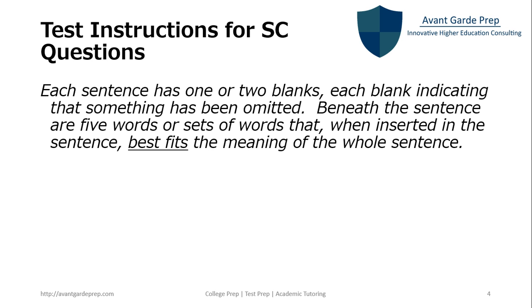Just to give you a heads up, I want to make you familiar with the instructions that you would see on the test. If you're familiar with them in advance, then you don't have to waste test time reading through what you need to do. So this is what you would see on the test for sentence completion questions. Each sentence has one or two blanks, each blank indicating that something has been omitted. Beneath the sentence are 5 words, or sets of words, labeled A through E. Choose the word or set of words that, when inserted into the sentence, best fits the meaning of the whole sentence. So now you know what you need to do, and you don't have to waste any test time on the day of the test figuring out what you have to do for sentence completion questions.